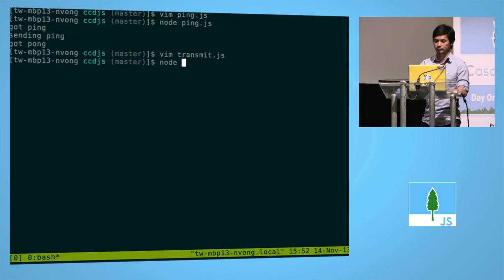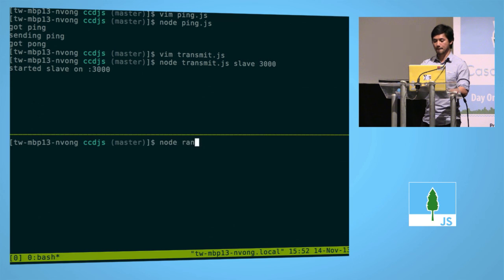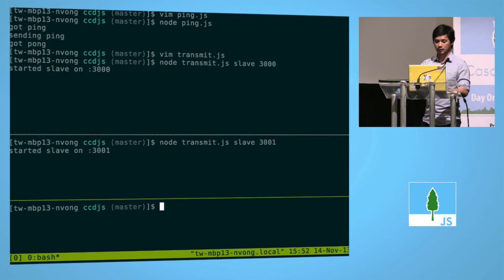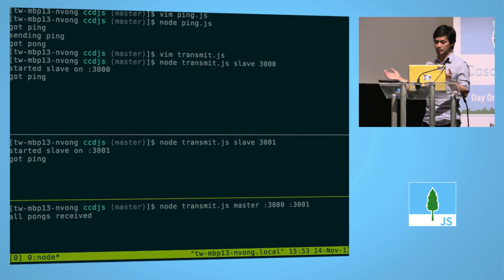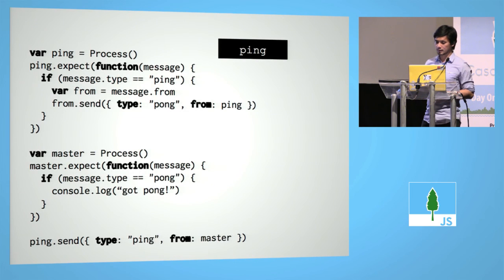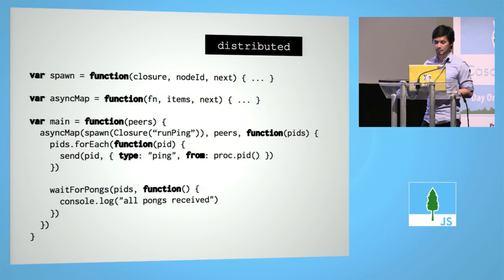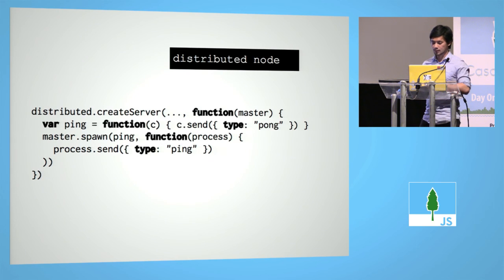So this actually works. Let me just start a slave. Let's say I'm running that on 3000. And another one here. And I want to create a master node that will ping both of them. So it's pretty much like that. They both get the pings. And these could be running across the network, but they're just running locally, incidentally. Anyway, I'm going to skip through these because you just saw that. Multiple ping distributed.